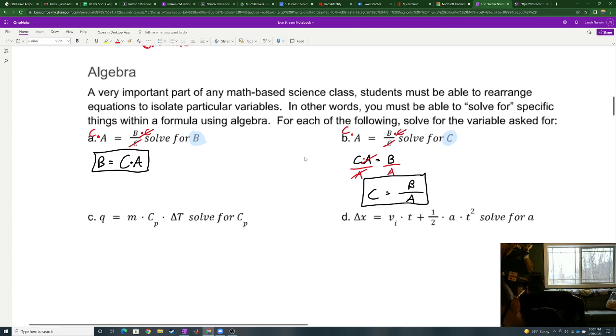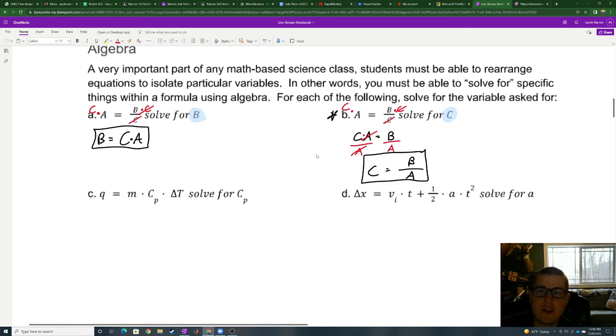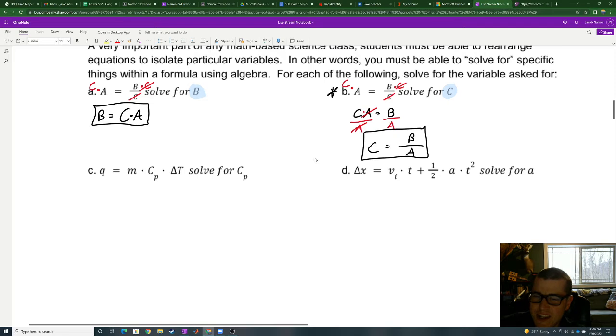I'll put a star next to B. For whatever reason, that is the hardest algebra that students seem to have in this class. It's really not that bad, but it's something that a lot of students have difficulty with. Let's look at C. All right, so we have Q equals M times CP times delta T.